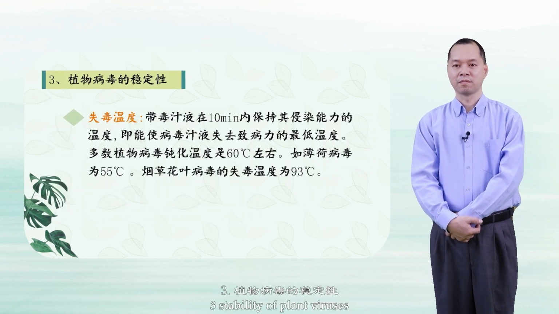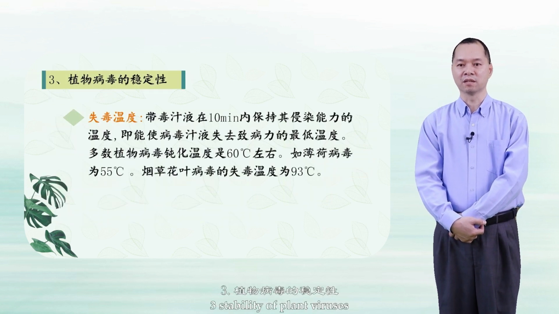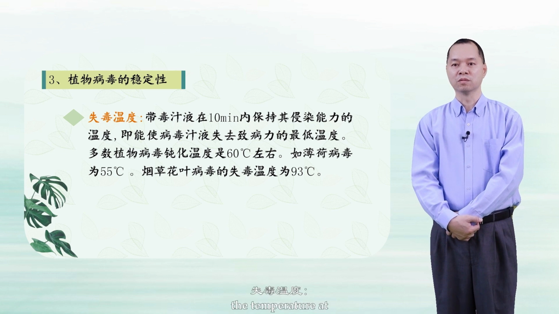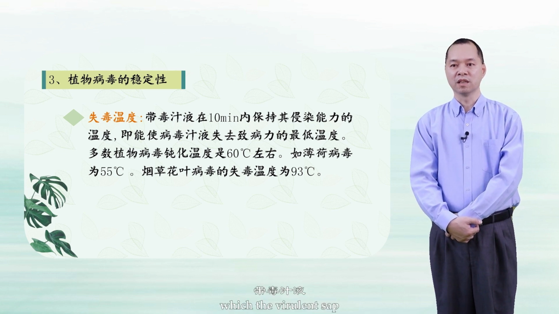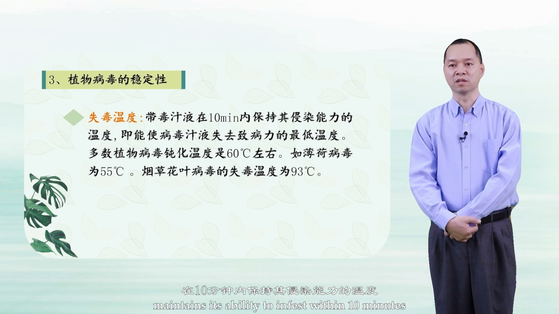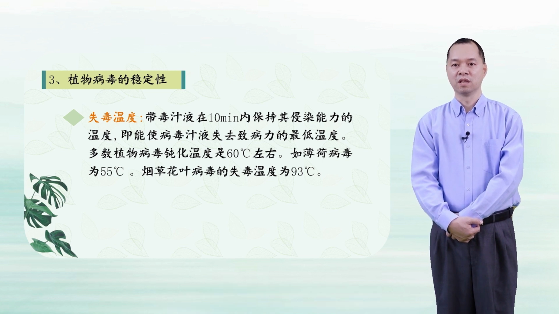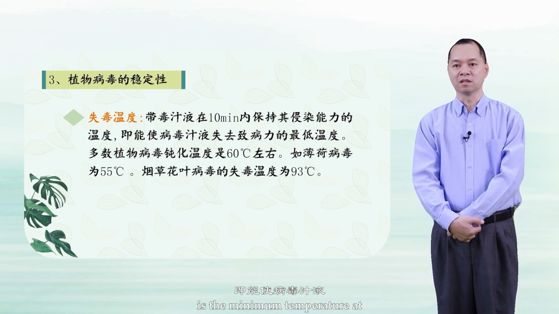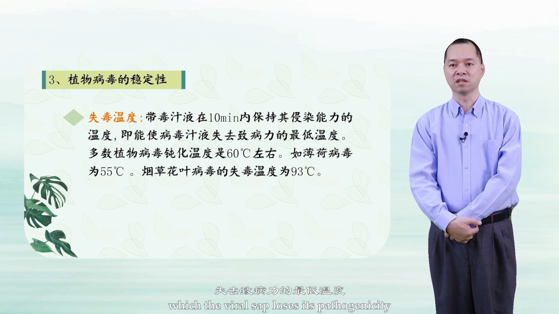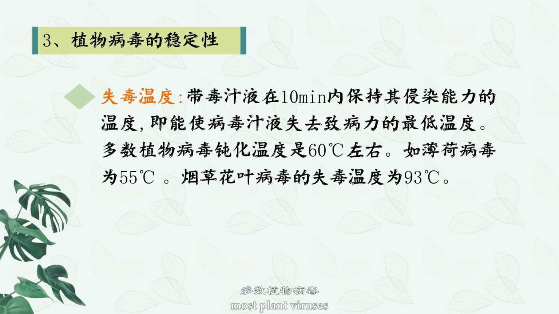3. Stability of plant viruses. The temperature at which the virulent sap maintains its ability to infect within 10 minutes is the minimum temperature at which the viral sap loses its pathogenicity. Most plant viruses have an inactivation temperature of about 60 degrees Celsius.